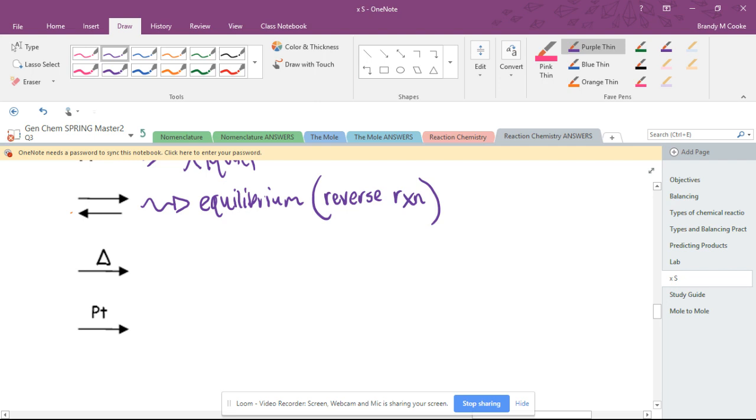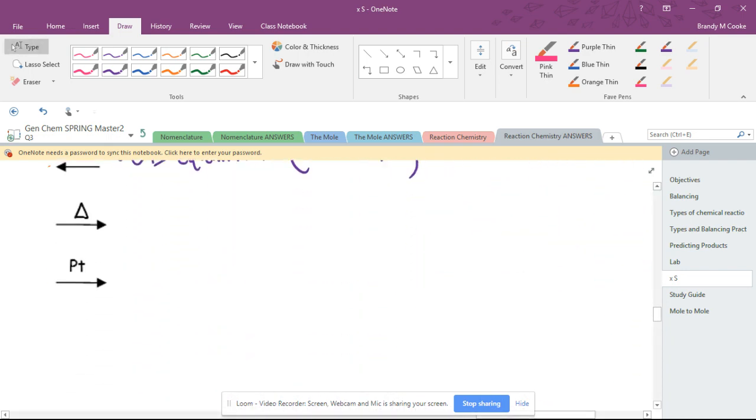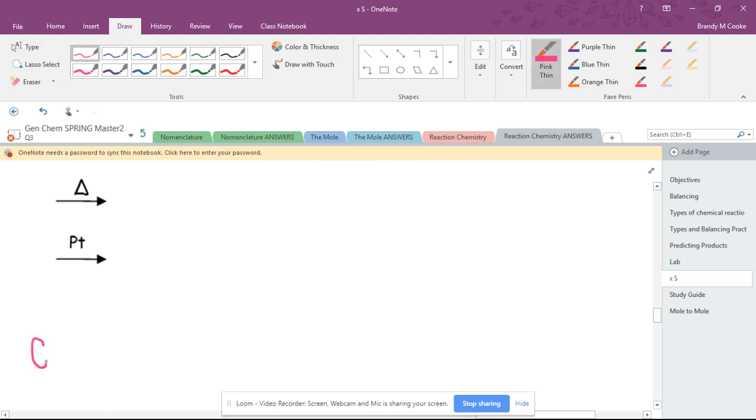So now here we have our yield sign. We know that the arrow means yield. So we have this yield arrow and we have symbols above it. But basically, anytime there's a symbol above the yield arrow, it means that there's a catalyst. So down here, I'm going to write catalyst.